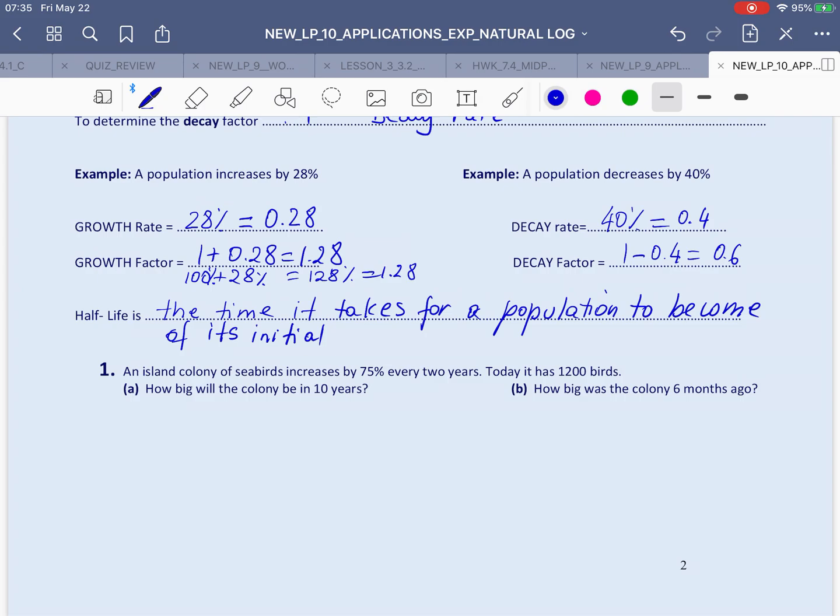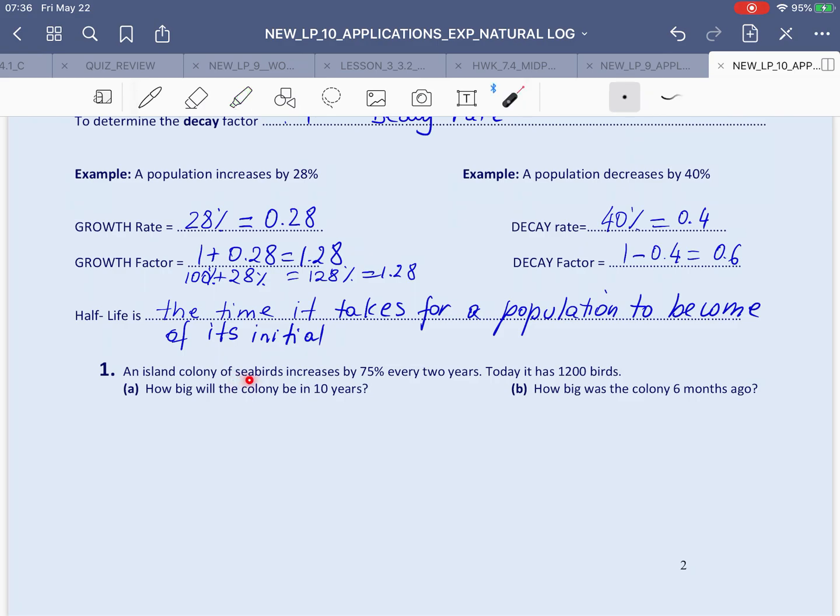An island colony of seabirds increases by 75% every 2 years. Today it has 1,200 birds, and we have to find out how big the colony will be in 10 years and how big it was 6 months ago. So that's a general idea that we're talking about a population increase in here.